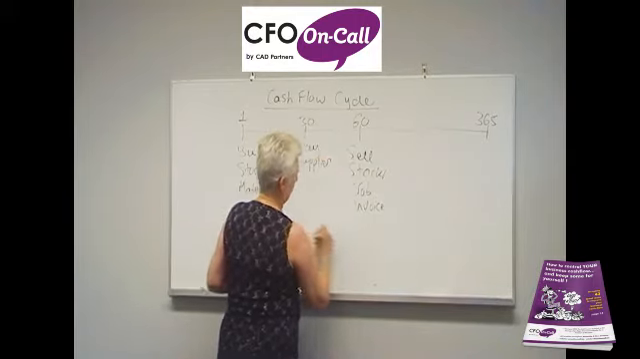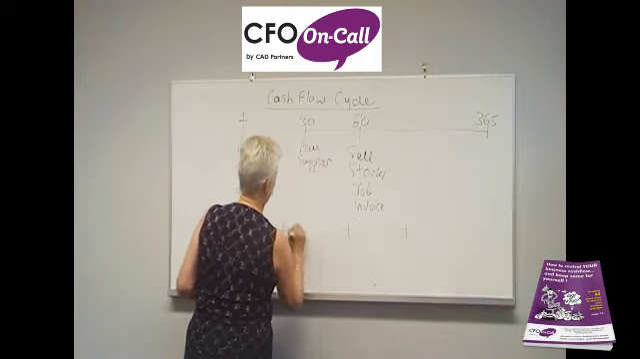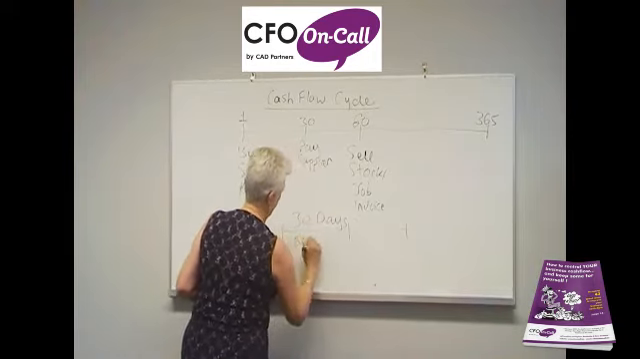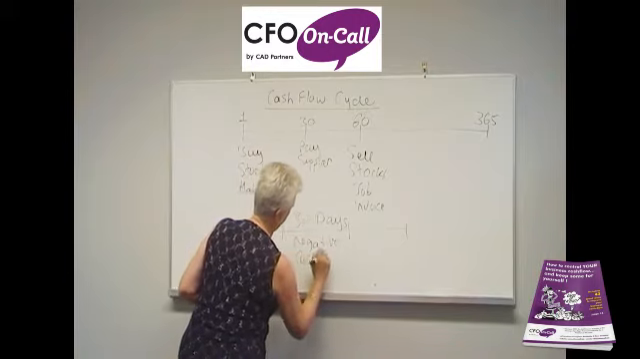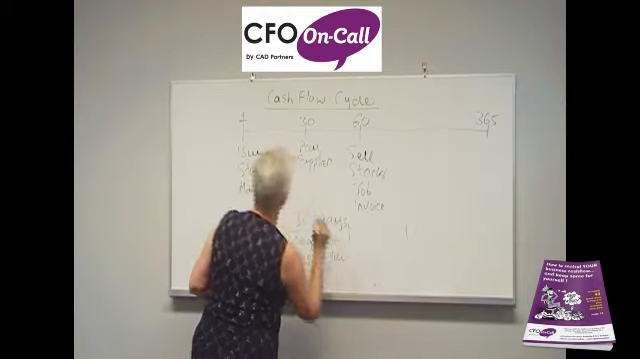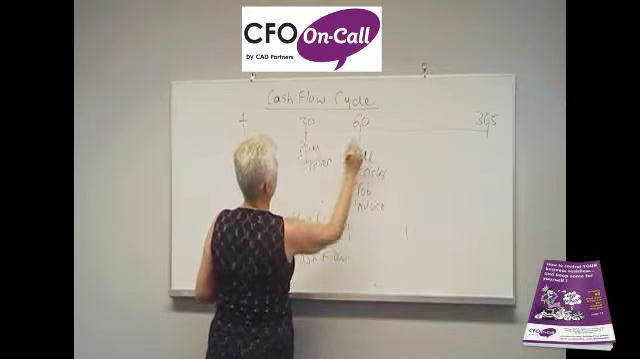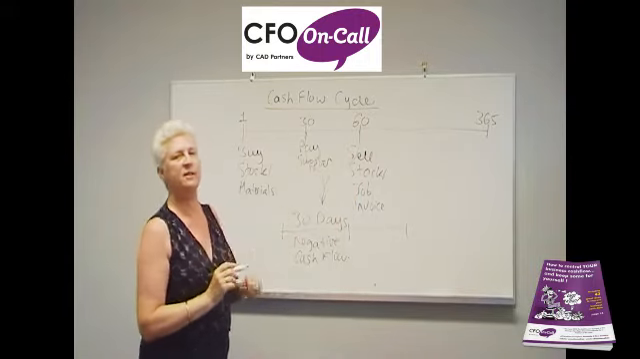So what you've got at this point is 30 days of negative cash flow. You've got 30 days between day 30 and day 60 where you've had to pay your supplier. So the money's gone out to your supplier.